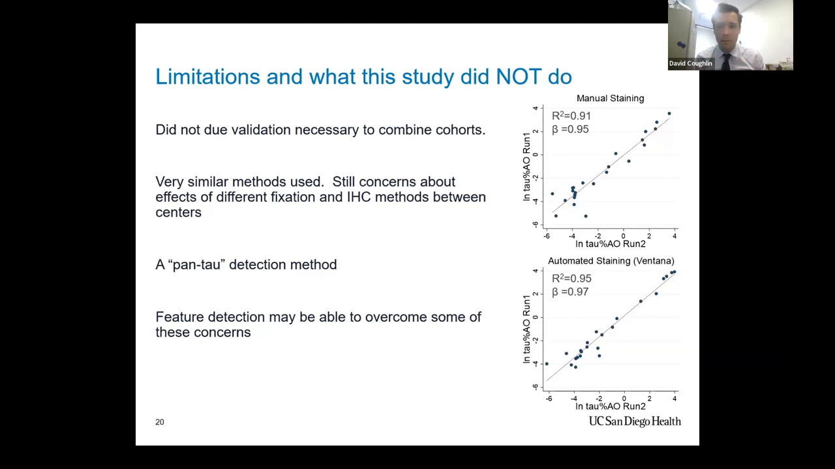But the machine learning approach might actually help us get over the hump to start combining cohorts across centers. And with that, I'm going to turn it over to Dr. Koga, who's going to talk a little bit more about their machine learning work that really helps tease out these different tau features in a variety of tauopathies and even mixed cases, which I think is very exciting. So I'm going to stop sharing my screen and let him go. Thank you.